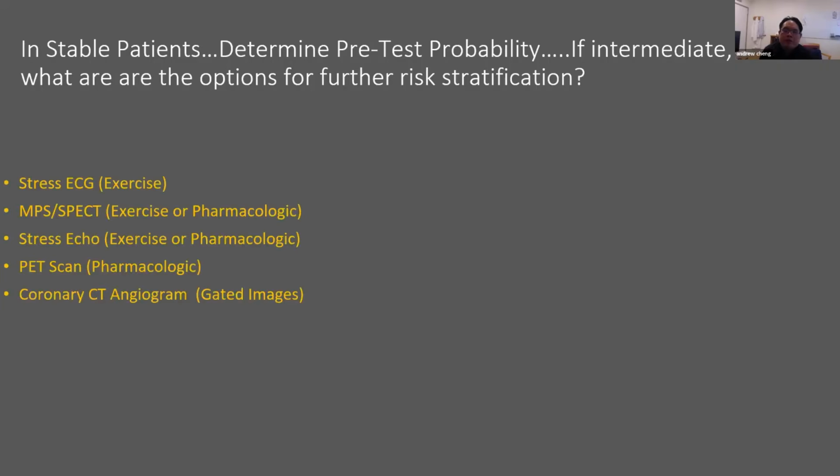You have a lot of options when ordering further testing for risk stratification. You could order just a plain old treadmill stress test. You could do an MPS, either with exercise or with regadenoson, a pharmacologic MPS. You could order an exercise stress echo or a dobutamine stress echo. You could consider a CT PET stress test, or you could order a coronary CT angiogram, a non-invasive way to define this patient's coronary anatomy.